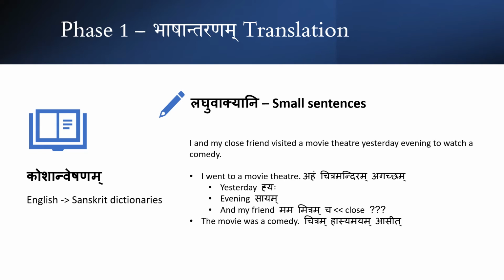So let's take some examples of these phases and walk through them. For example, phase 1 was the Bhashantaranam, translation. In this case, let's take one sentence I would like to translate: I and my close friend visited a movie theater yesterday evening to watch a comedy. This is generally how I would put it in English.